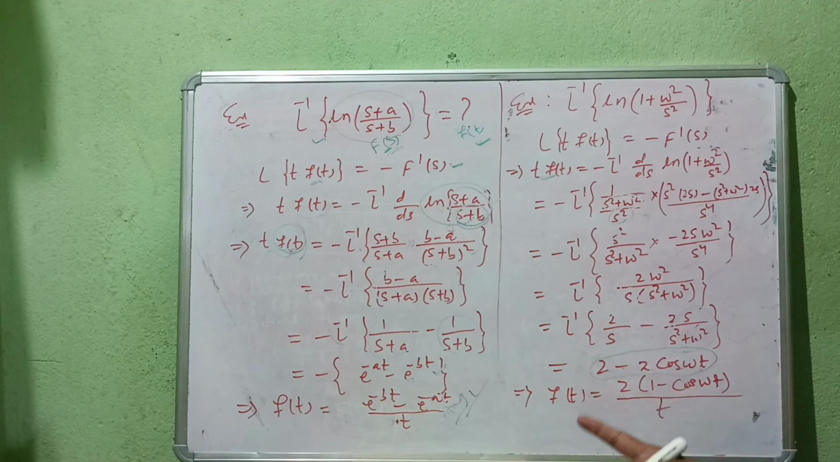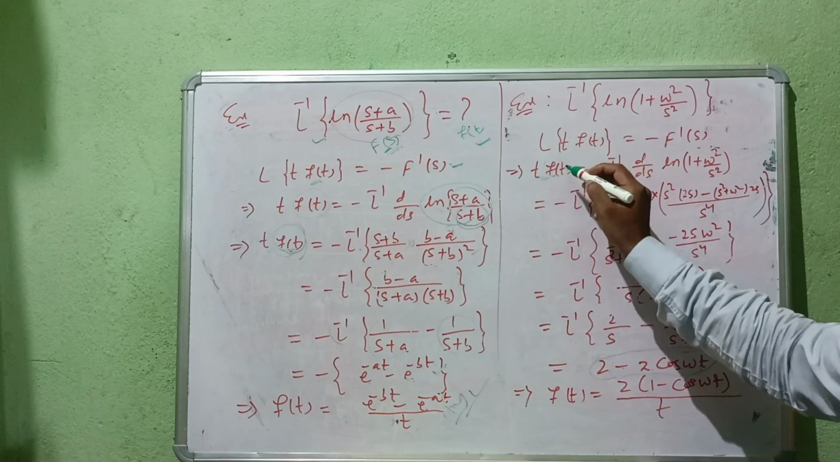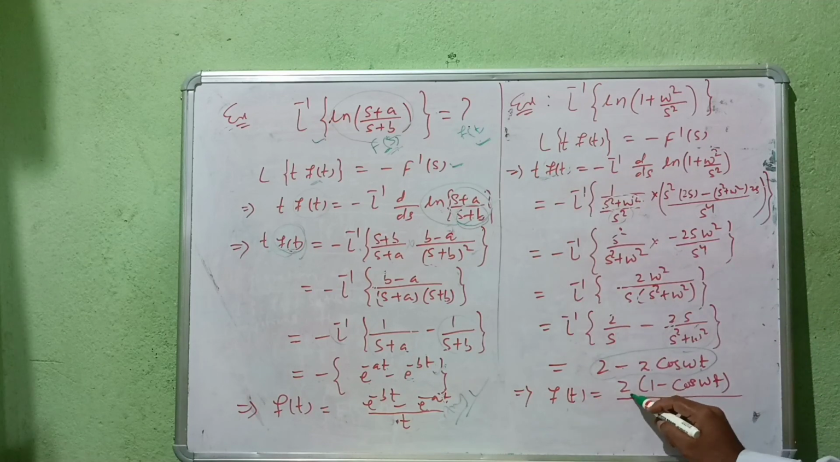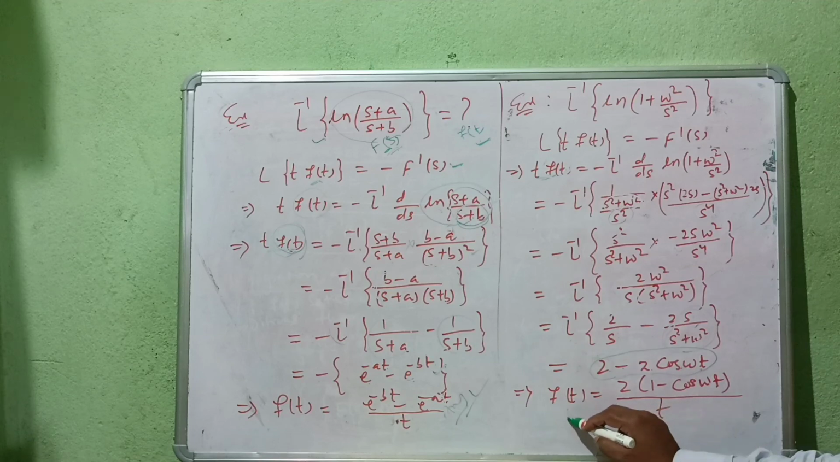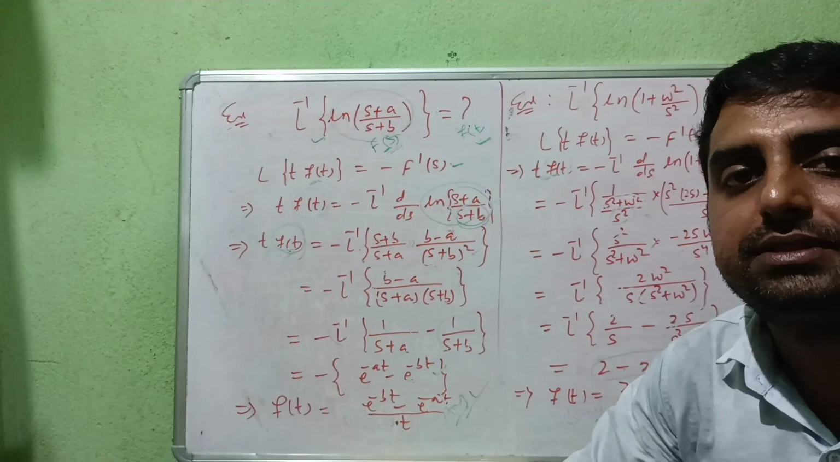We got that. But what is our objective? What is our aim? To find f of t. So how to find f of t? Just divide by t on both sides. So f of t is equal to 2 into (1 minus cos omega t), the 2 being common here, whole divided by t. Right? So this is the answer. Using the differentiation of transform formula, we can solve this type of problems. Clear?